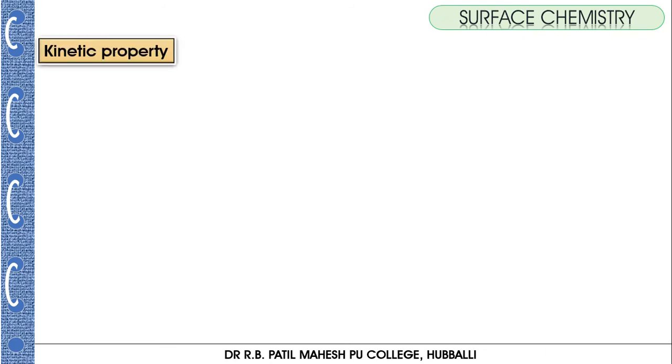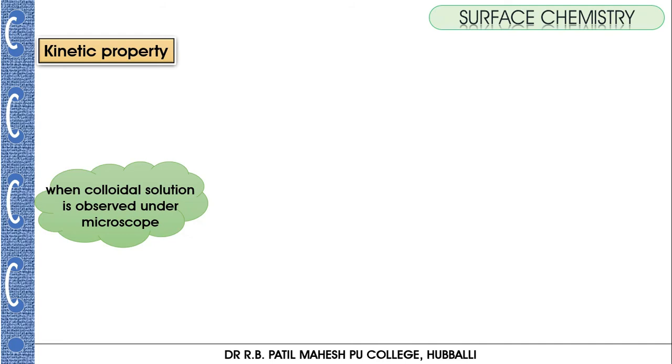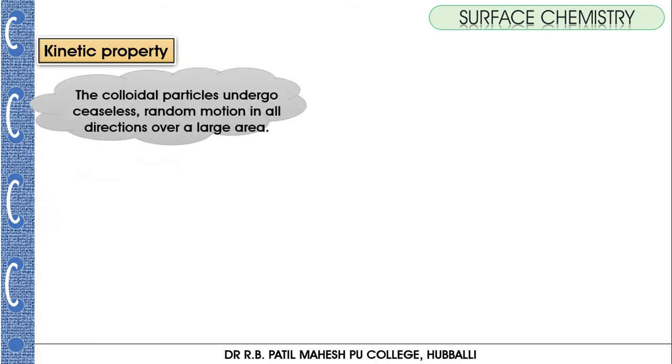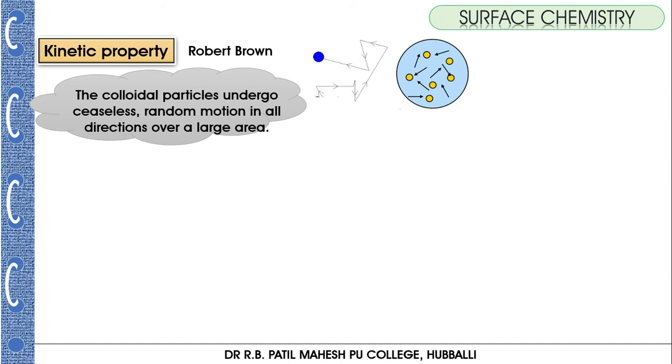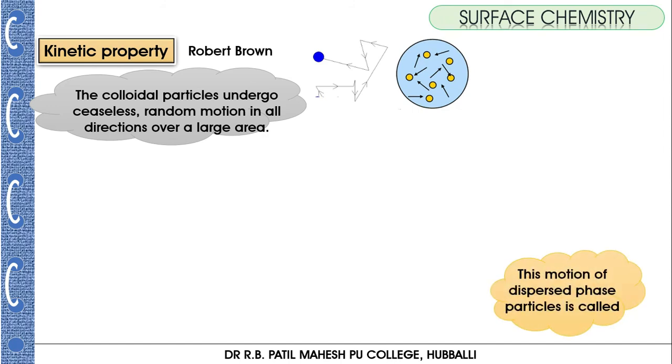Now let us see the second type of property of colloids, that is the kinetic property. When a colloidal solution is observed under a microscope or ultramicroscope, students, it is found that the colloidal particles undergo ceaseless random motion in all possible directions over a large area. Like this, they are in random zigzag motion. Robert Brown observed this, and it is called Brownian movement. This motion of dispersed phase particles is called Brownian movement.